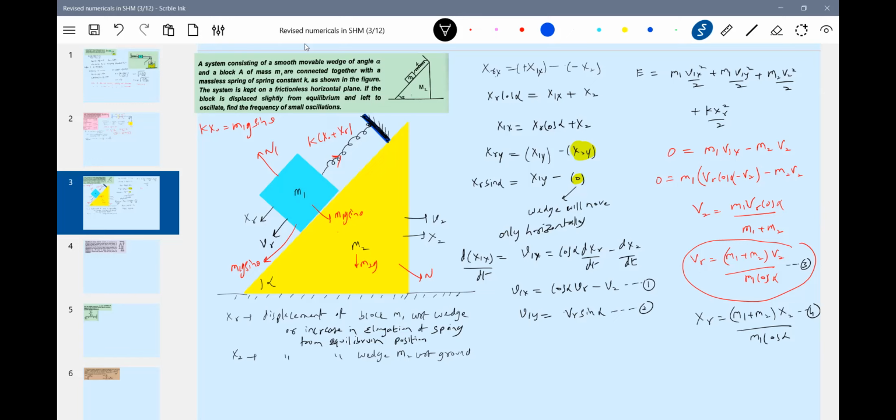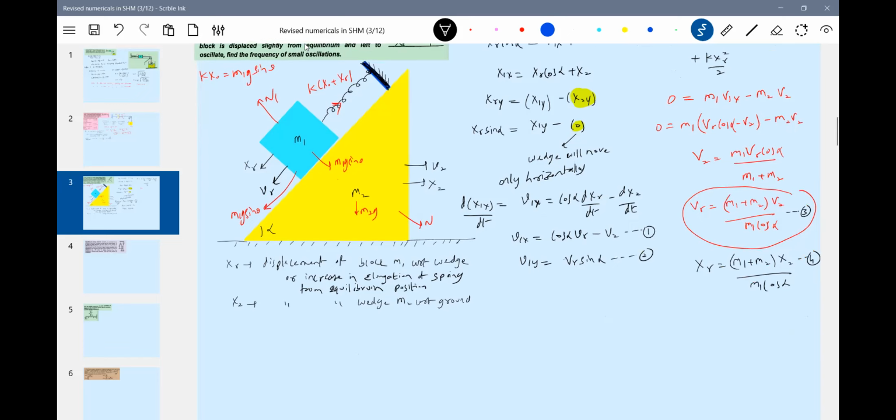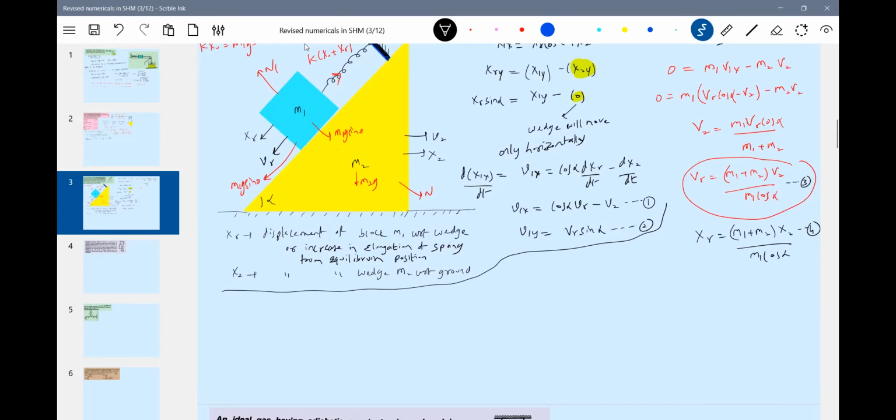First, you have to substitute 3 in 1. Then we'll get V1X in terms of V2. Substitute 3 in 2. Then you will get V1Y in terms of V2. Substitute 4. Then we'll go for all the substitution. Let me solve this now. So V1X, put 3 in 1: M2 V2 by M1. M2 V2 by this much. Alpha will be there, no? Okay, only this one will come.